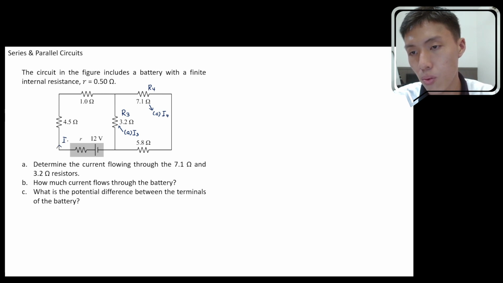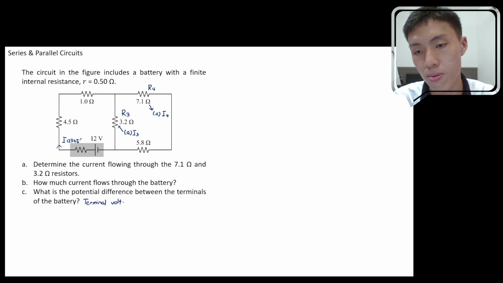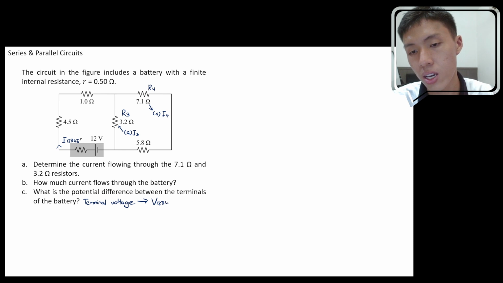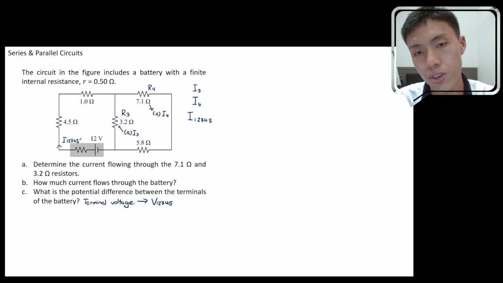That will be I1, 2, 3, 4, 5, because that's the current flowing through the whole battery as a whole. Then the potential difference between the terminals of the battery, that is just terminal voltage. When we talk about terminal voltage, it is what we measure across the battery, and that will be equal to V1, 2, 3, 4, 5. Okay, so what we're interested in is only I3, I4, I1, 2, 3, 4, 5, and also V1, 2, 3, 4, 5.